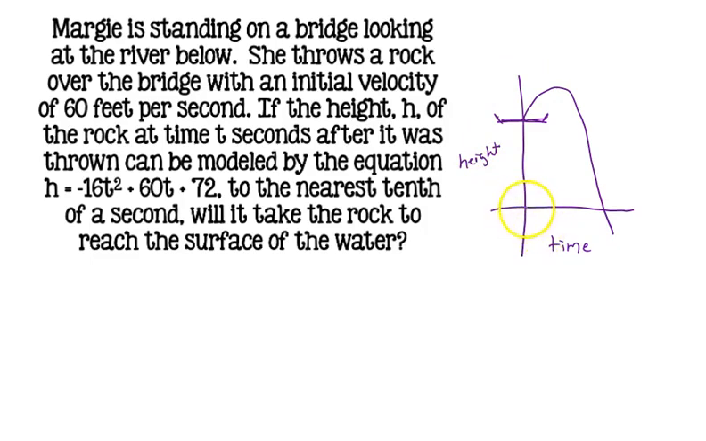And we know that when the height is 0, this is where we're going to find the river. This is my water here, so this is the river. It says to the nearest tenth of a second, so I need to know time: how long will it take the rock to reach the surface of the water? If I just follow the path, it starts up here and it goes all the way to here, and the surface of the water would be right here. Now think about that. Right there is where a quadratic crosses the x-intercept.